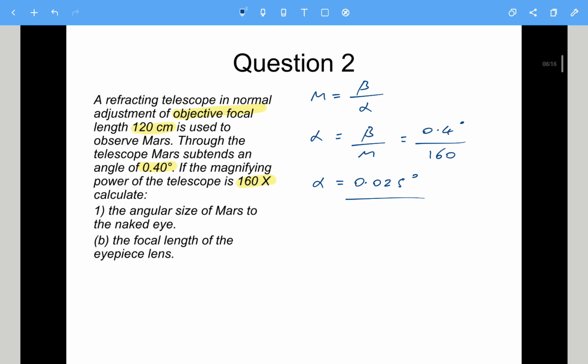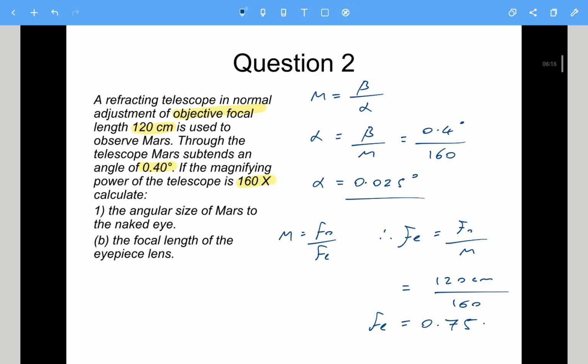Then we've got the focal length of the eyepiece lens. Magnification is equal to f0 over fE, and we want to find fE. So fE is equal to f0 divided by the magnification. The objective focal length is 120 centimeters divided by magnification 160. So the eyepiece focal length, fE, is equal to 0.75 centimeters. Hopefully that one went okay, pretty straightforward.